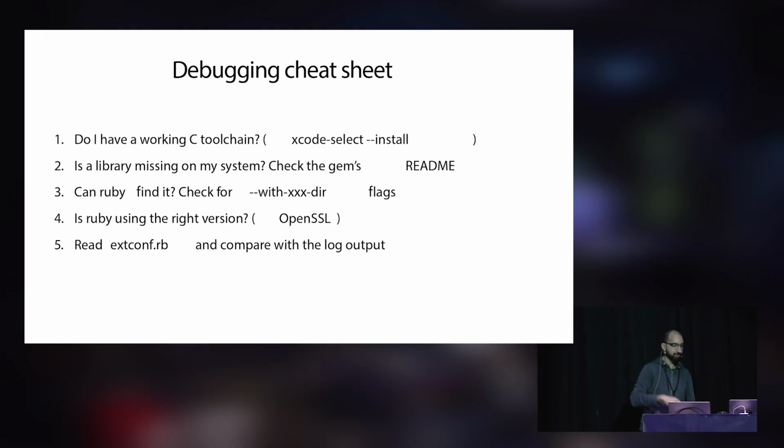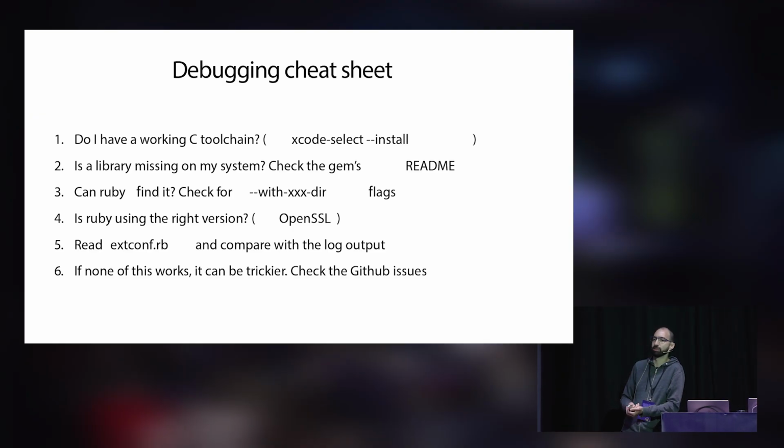So sometimes gem maintainers don't raise, or don't stop the execution, and you just continue going on, and then it fails for something that hasn't been found way before. And last, if none of this works, it might be that you need to pass some weird flag because it's a new version of C or something. Usually go check the GitHub issues, and someone has complained about this before.